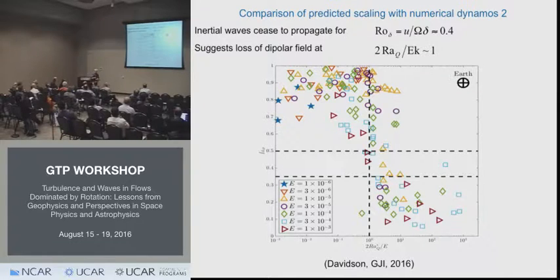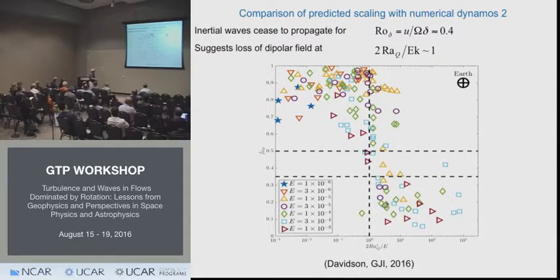That, I suggest, is because when you get to a small-scale Rossby number of order 1, the fluid is no longer able to sustain inertial waves. And if the fluid cannot sustain inertial waves, it can't sustain a quasi-geostrophic flow, and it can't sustain helicity generation and segregation. So the suggestion is that when the small-scale Rossby number gets to 1, you should lose the dipole.